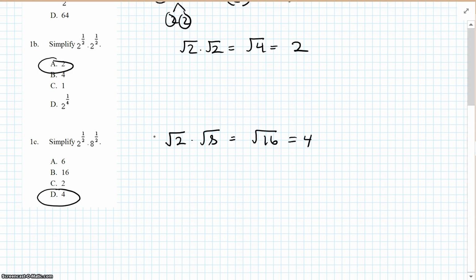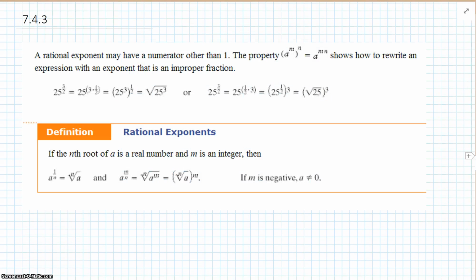Okay, that's converting it back to radical form. You're going to find out we don't have to necessarily do that. Okay, a rational exponent may have a numerator other than 1. All right, and the property a to the m power to the nth power is the same thing as a to the m times n power. Remember, an exponent to an exponent is just a product of those two. All right, so the property shows how we can rewrite this.